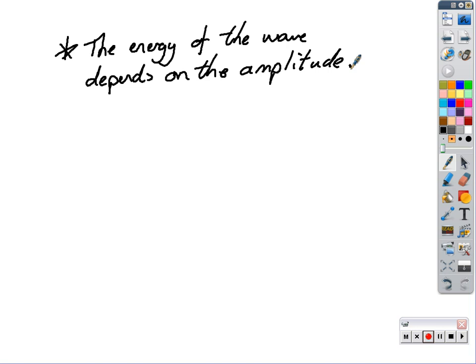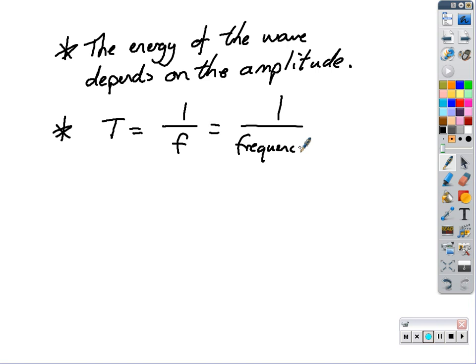We know that the period equals the time for one complete wave, but the period also equals 1 over frequency. Now we did this when we were trying to work out the frequency from my oscilloscope. The period's 1 over frequency to get that.